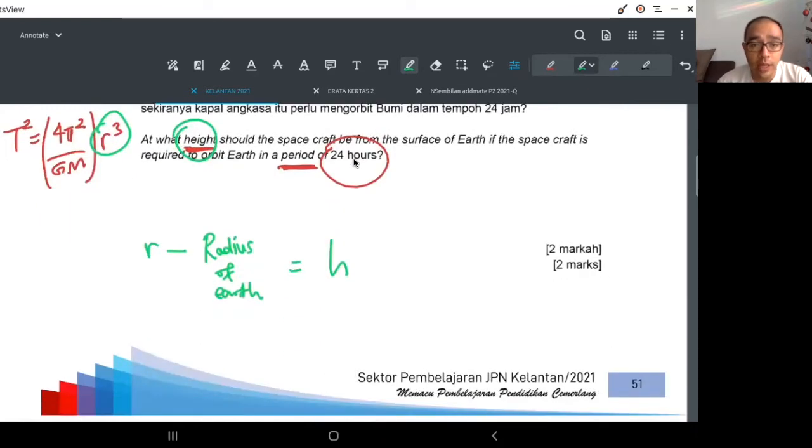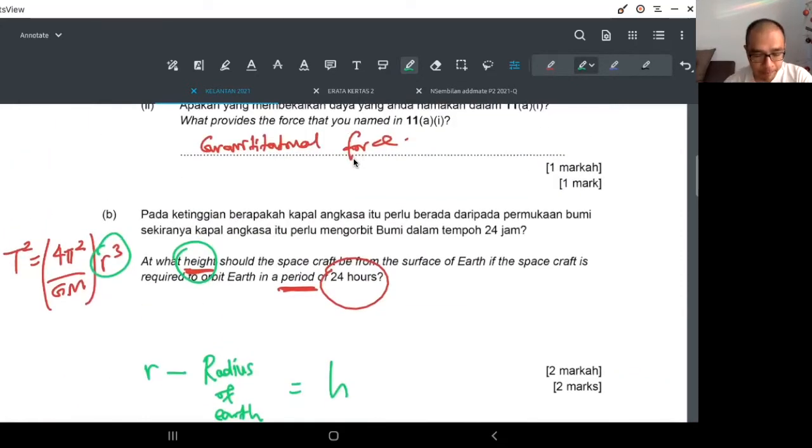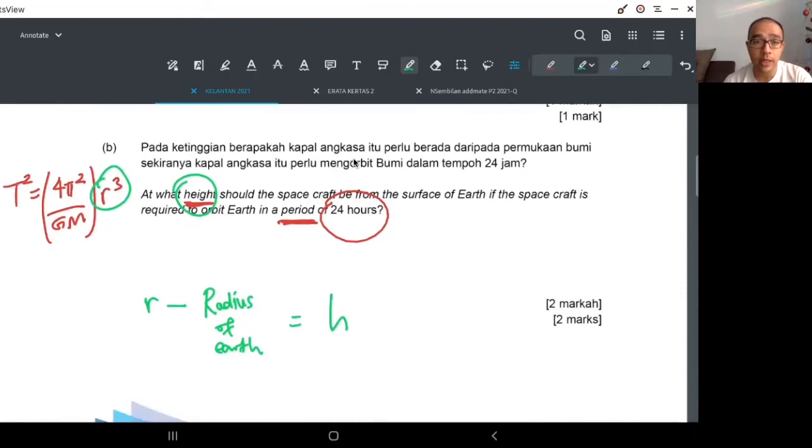You will have to check what is the radius of the Earth in the formula. I don't really remember at this point. But just remember this one. But let me give you the answer. The answer is h equals 3.59 times 10 to the power 7 meters. This would be the answer. 3.59 times 10 to the power 7. That's the answer.